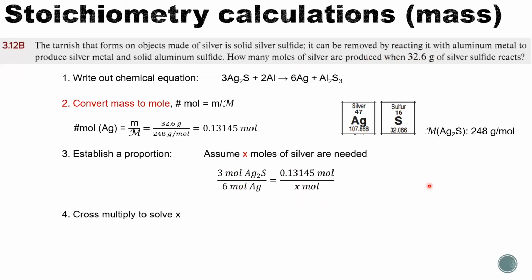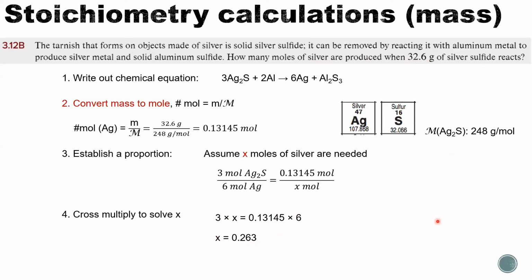You can now cross multiply to solve X. 3 times X equals 0.13145 times 6. Then X equals 0.263. For the final answer, we can round off to match the significant figures of what is provided in the question. So we need 0.263 mole of silver to produce 32.6 grams of silver sulfide.